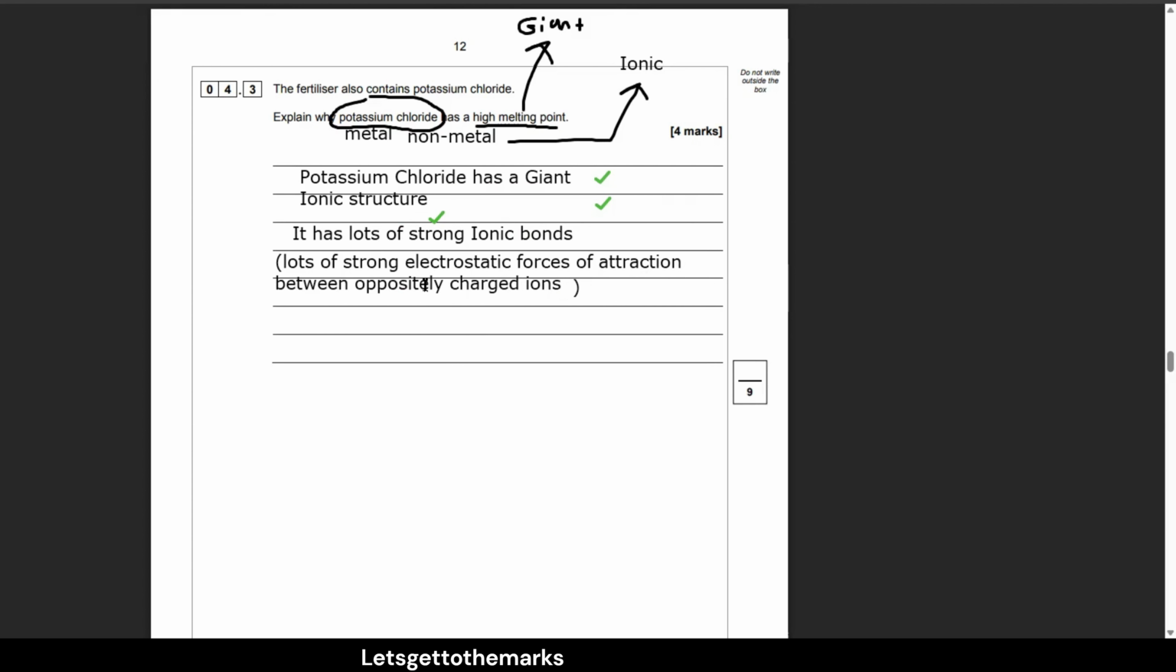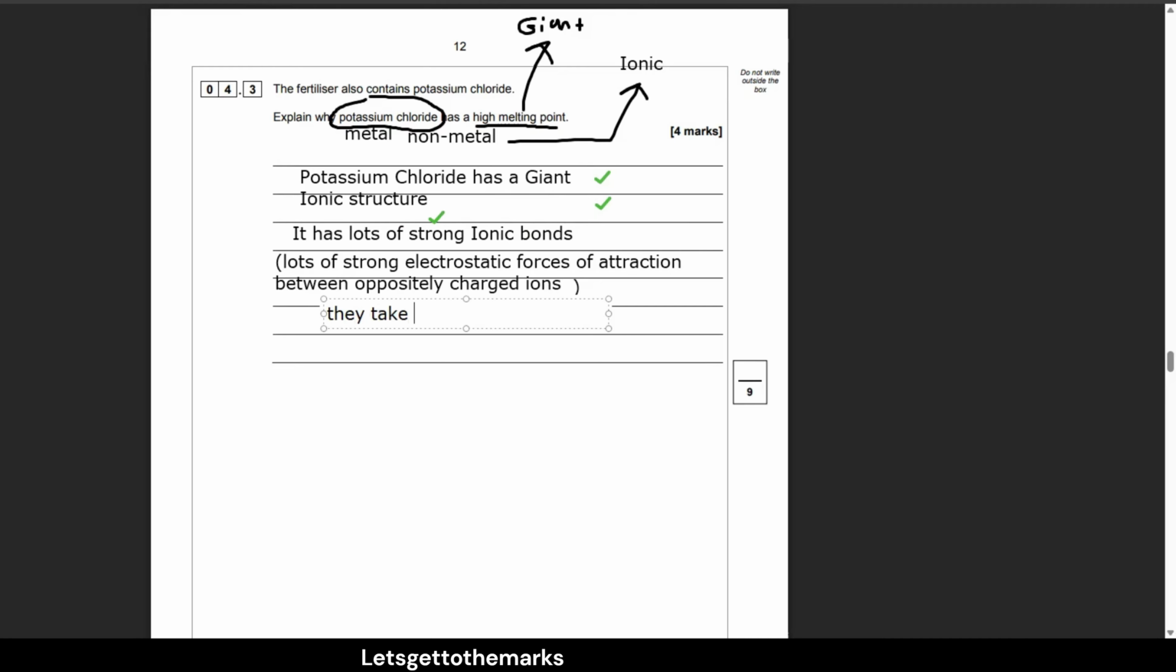If it was covalent bonds, we'd say lots of strong electrostatic forces of attraction between shared pairs of electrons and positive nuclei. If it was metallic bonds, which is the third type, then you'd say lots of strong electrostatic forces of attraction between positive metal ions and delocalized electrons. So those are the three definitions. If you don't know them for the three different bonds, the complex definitions, you should put them on a revision card.